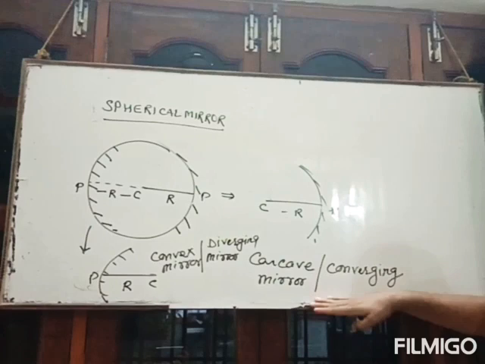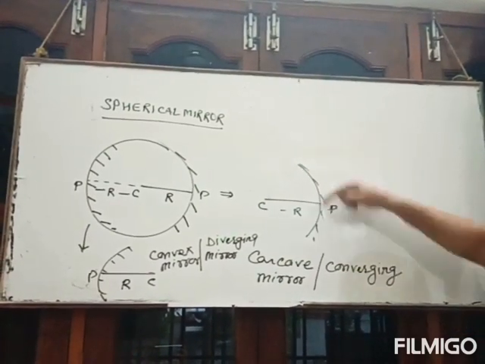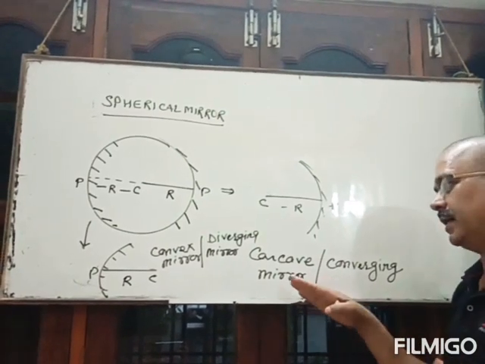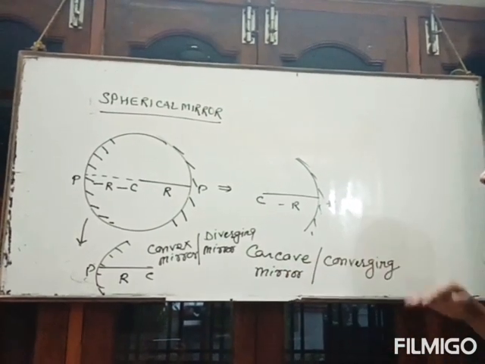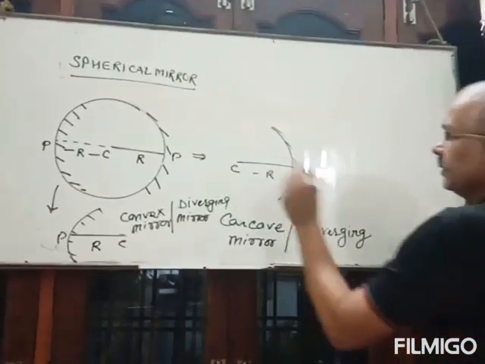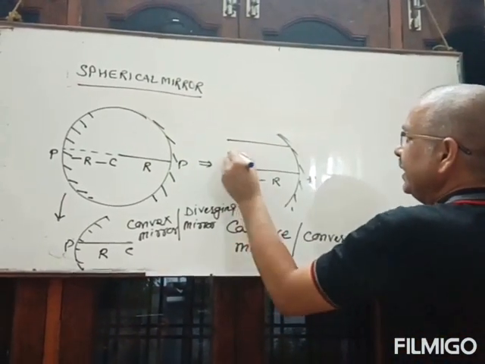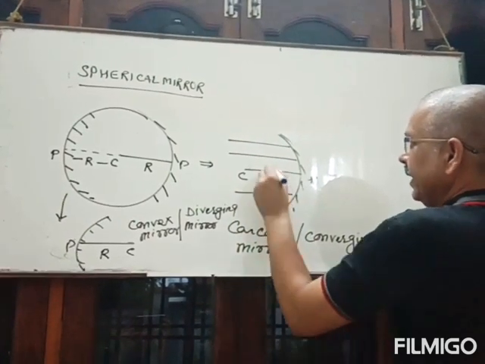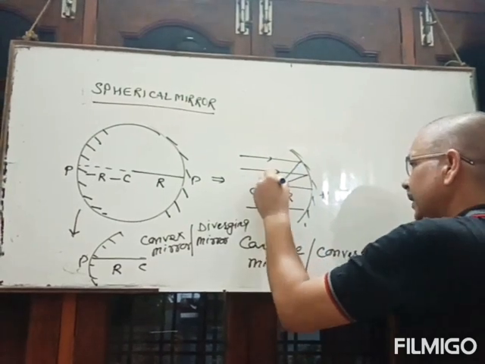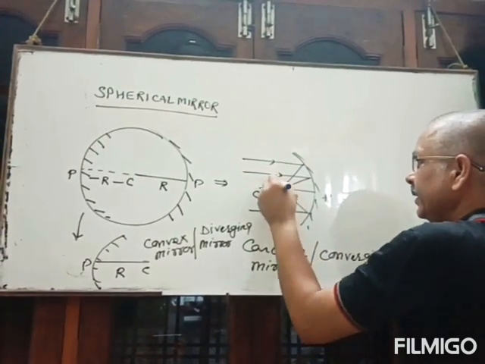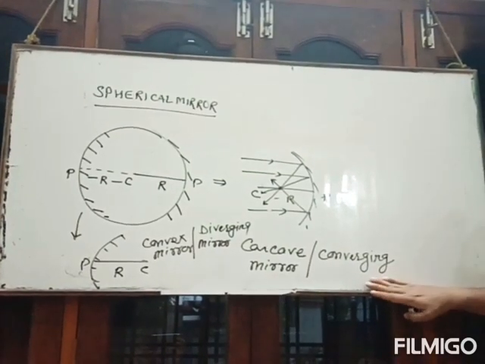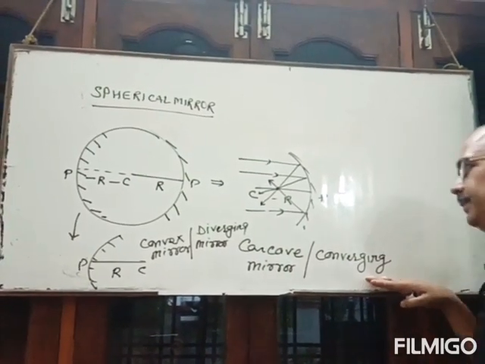So what is the definition of a concave mirror? A spherical mirror whose outer surface is polished and inner surface acts as the reflecting surface is called a concave mirror. And why is it called a converging mirror? Suppose it is a concave mirror, and when light is incident on it, it gets converged, concentrated at a certain point. Due to its converging or concentrating nature, this mirror is called a converging mirror.